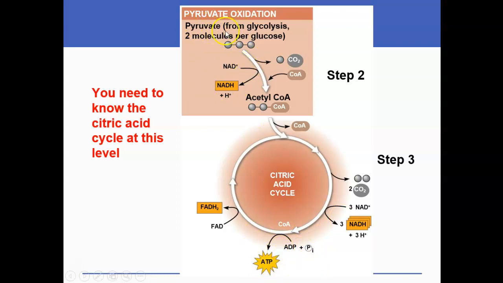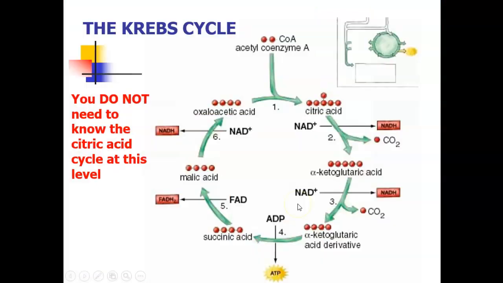Now, you started step 2 with 3 carbons. In step 2, you lost 1 to carbon dioxide. You lose the other 2 carbons, breaking down that glucose into the other 2 molecules of carbon dioxide that are released within aerobic respiration. This is again within the citric acid cycle. You need to know the citric acid cycle, aka the Krebs cycle, at this level.